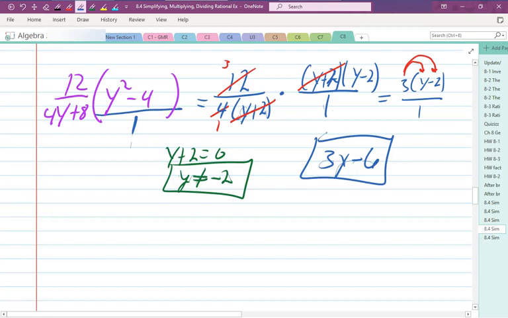Now 3y minus 6 is the best answer. However, on Math Excel and some of the other books, I have seen them want you to leave it in the factored form. So make sure you are reading the directions before answering the problem to see if they want you to leave it in the factored form or if they want you to distribute the 3 through.